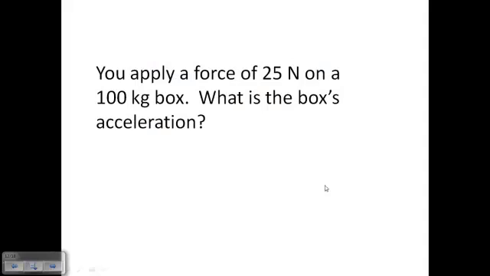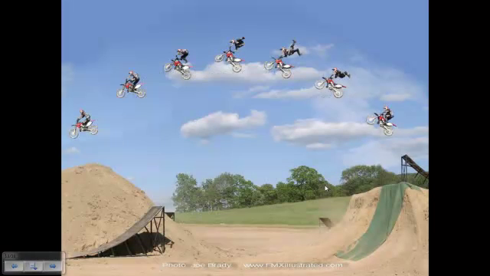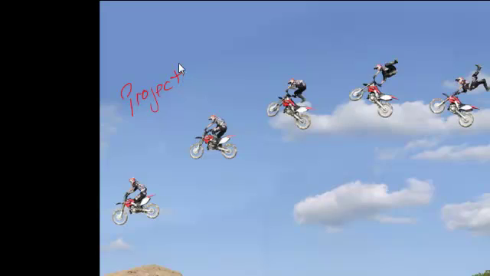The last thing I want to look at is projectile motion, and a couple of really simple definitions. A projectile is an object that is going through the air, and gravity is the main force acting upon it. And in many cases, maybe the only force.